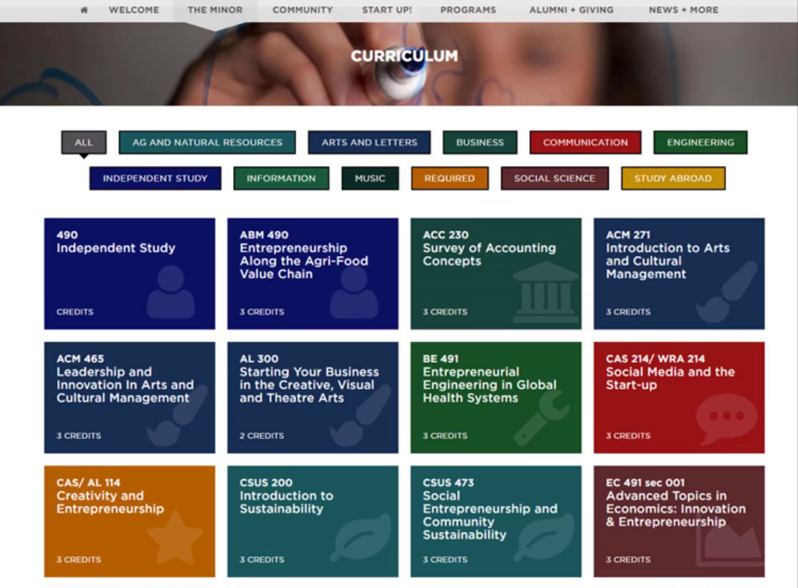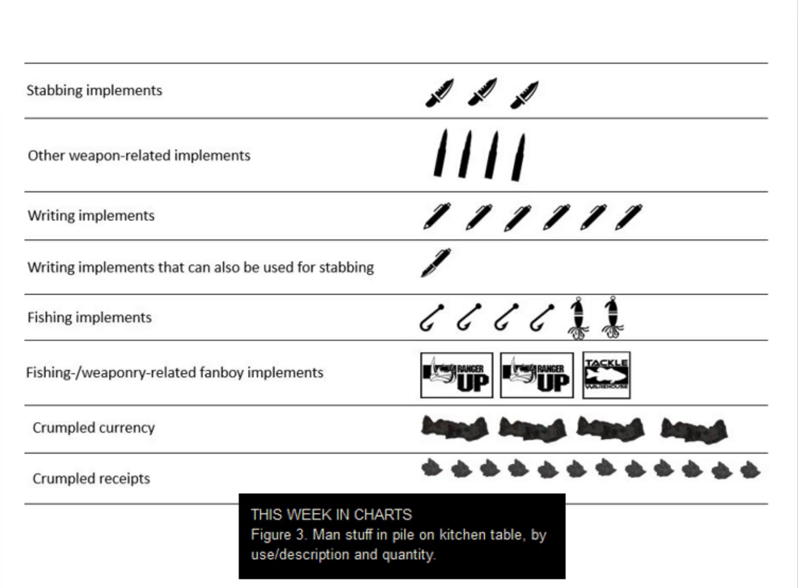This is the curriculum page from the eShip website. This is essentially a display of data. Here, the information is different classes and it's represented in a table. I also regularly create data displays. This is from a series I created called This Week in Charts, and it presents man stuff on our kitchen table.